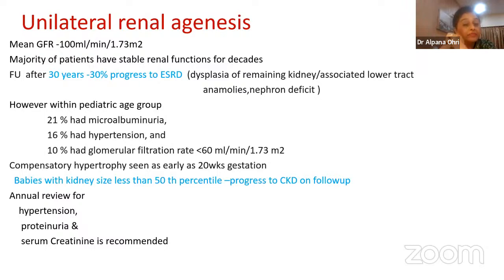It has also been seen that if the contralateral kidney shows a size of more than the 50th percentile, the chances of these children progressing to CKD on follow-up are very minimal. So the size of the opposite kidney has a lot of prognostic value for long-term outcome. These children in general are followed by annual review for hypertension, proteinuria, and serum creatinine.